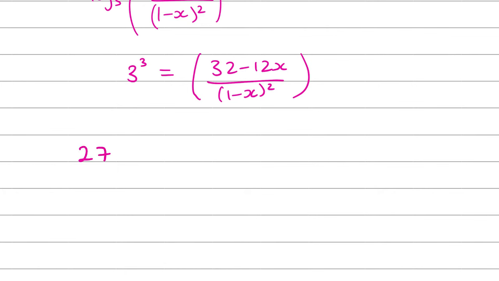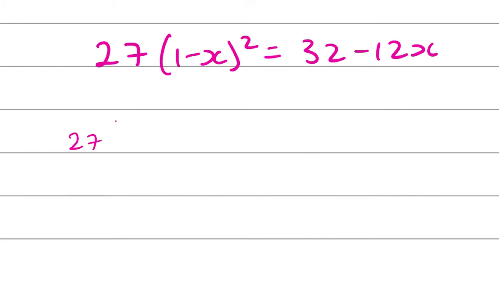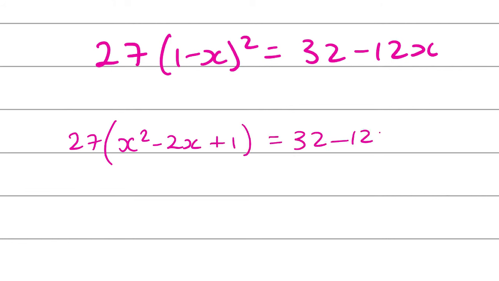27. Is everyone happy if I just multiply this up here? 27 times (1 minus x) squared equals 32 minus 12x. Okay, so what am I going to do now? I'm going to expand the bracket. What is 1 minus x squared? I'm going to get x squared minus 2x plus 1. Everyone should be happy expanding that. If you can't expand that in your head still, you really need to think about doing your A-levels next year. But on a serious note, everyone should be happy. No one should have given me just 1 plus x squared.